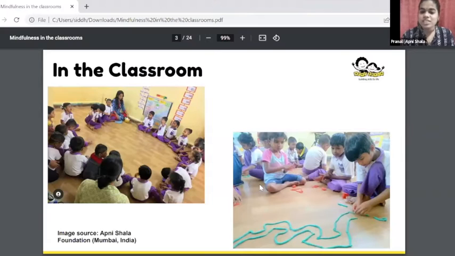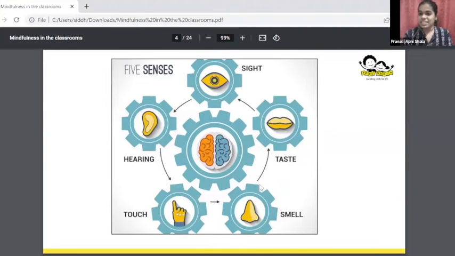Now we'll move to the other grade, which is from 4th to 6th grade. I'm going a little bit specific so that we know how it transitions from class to class and also grade to grade. The practice which we are going to do right now is called the five senses activity.